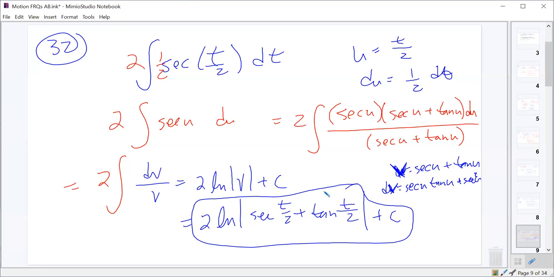Which must be an answer choice somewhere along the way there. Choice E, it looks like. But you don't even know how to integrate secant, but that's how you integrate secant. Integral of secant is natural log absolute value secant plus tangent. Very exciting. Not a rule that you need to know. That's BC.